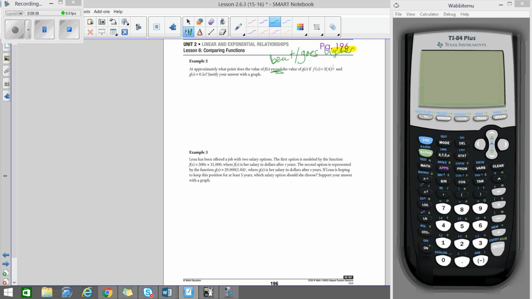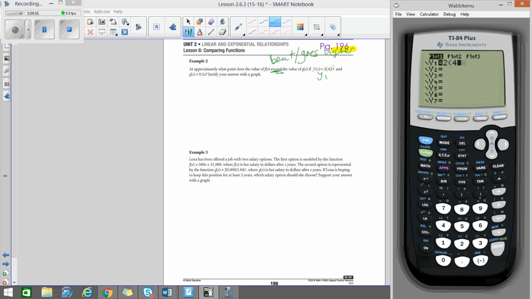So what we're going to do is go back to our calculator. So turn your calculator on. And we're going to go back to y equals, and we're going to clear out both functions. All right? So let's make f of x y1. All right, and that's your exponential.